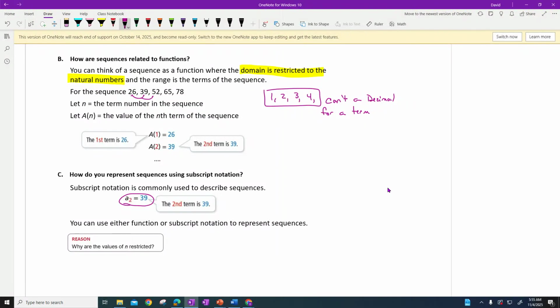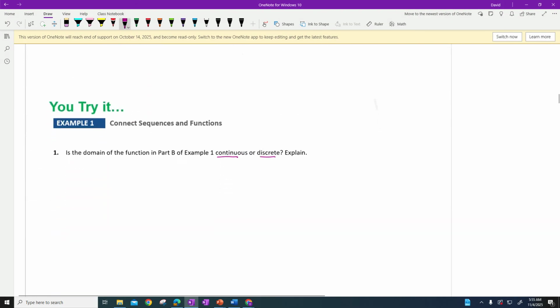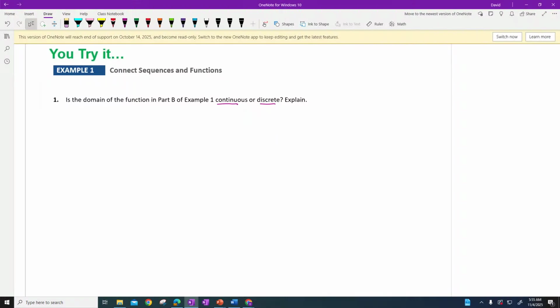Boom, boom. You cannot have decimals. Okay? So, write your answer there, whether it should be discrete or continuous. I just gave you a big clue.